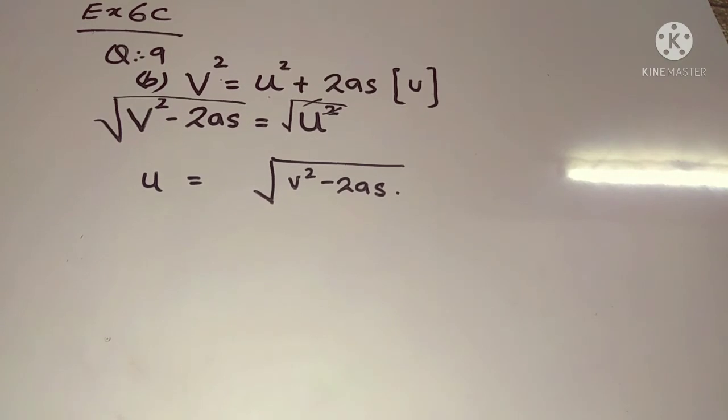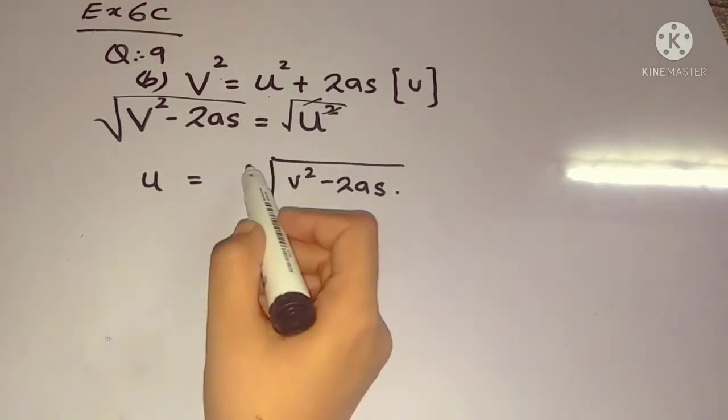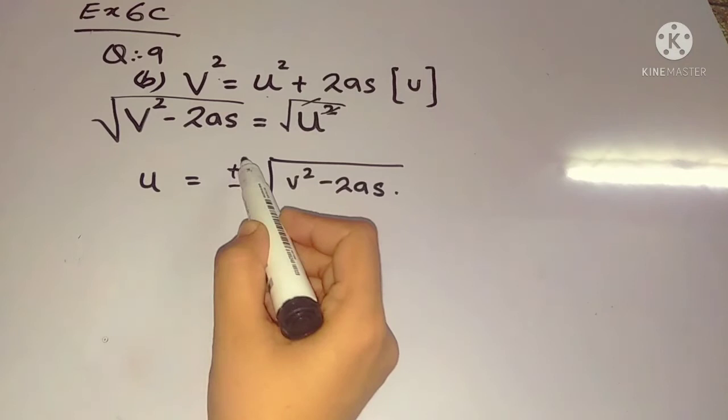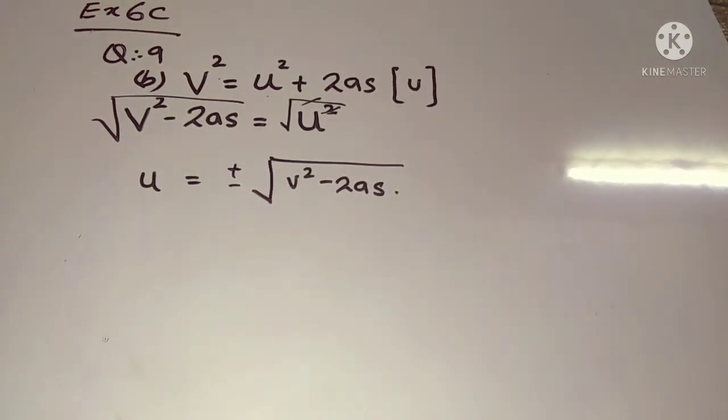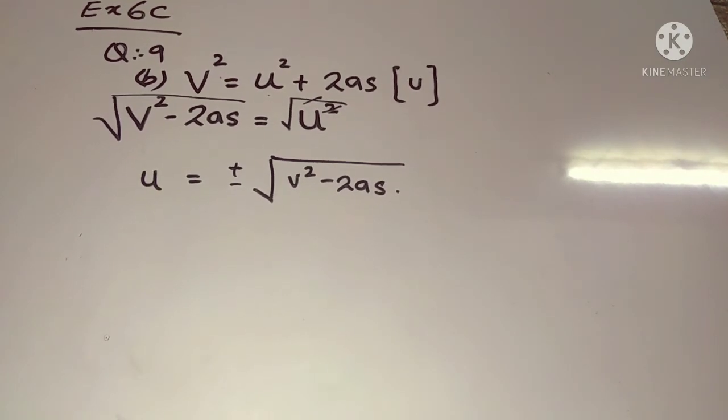Okay students, here you have made u the subject, and as it is a square root, both signs can come with it. Okay, so u is equal to plus minus root v square minus 2as. Alright students, I hope that part B is clear to you. Now let's move forward to part C.